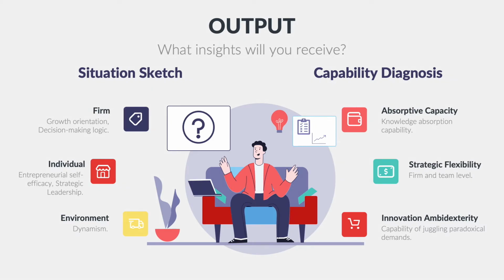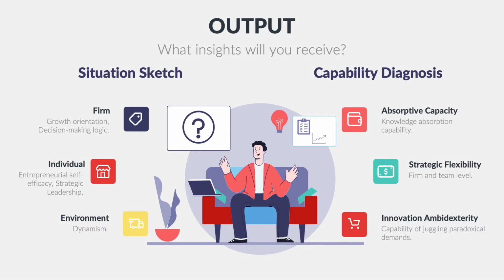The situation sketch contains information on the growth aims of the company and the logics that dominate their strategic decision-making. Aside from that, the entrepreneurial self-efficacy and strategic leadership style of the manager who takes the assessment will also be explained, as well as their perception of the level of dynamism within their environment and how all of this combines with their other results. The firm's absorptive capacity, strategic flexibility, and innovation ambidexterity are the 3 capabilities that will be assessed on a diagnostic level.